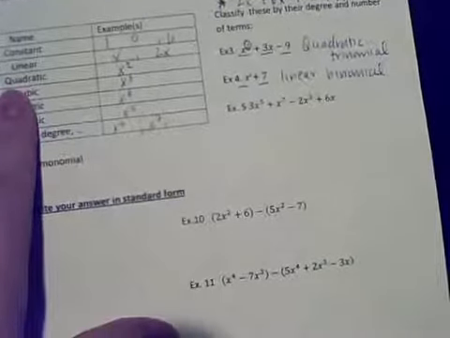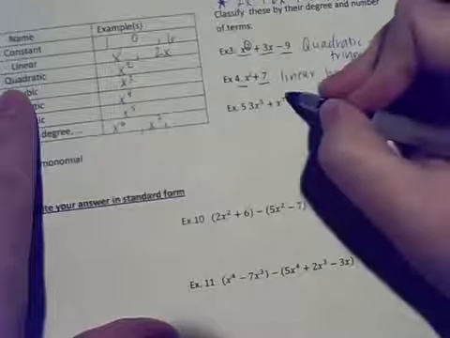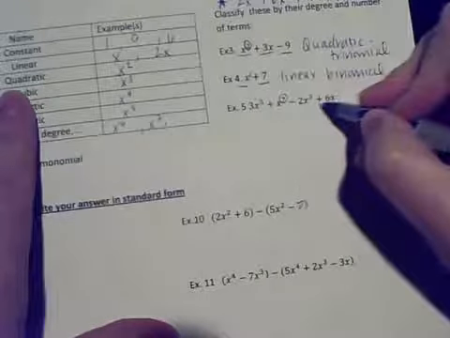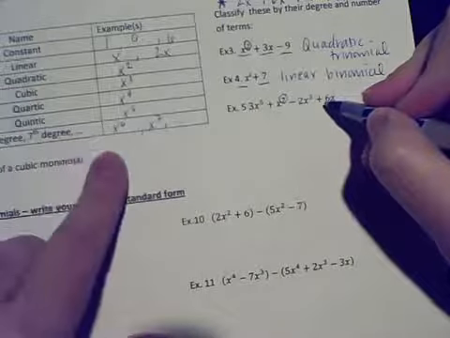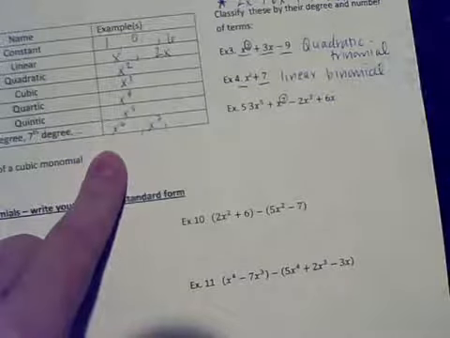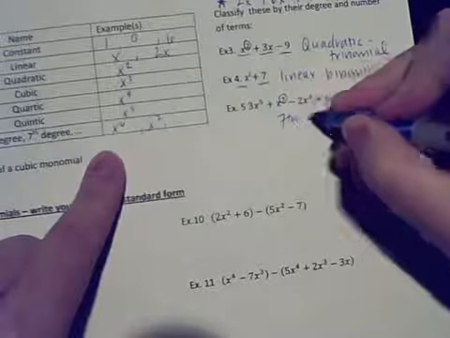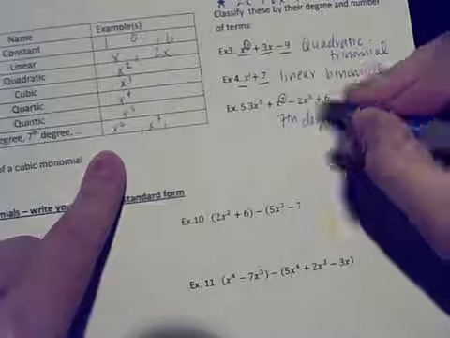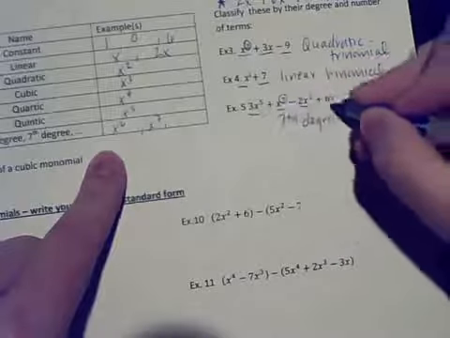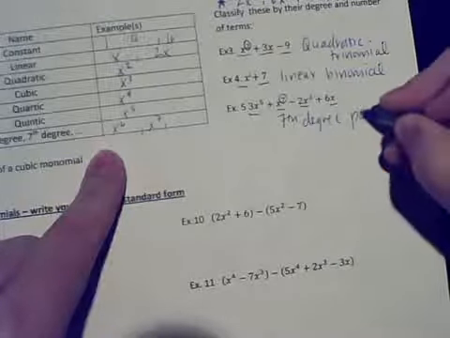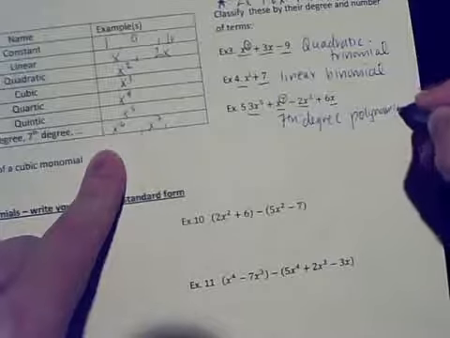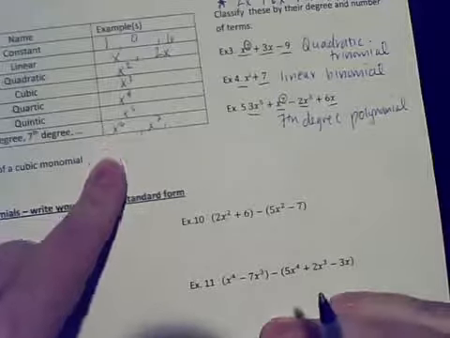Alright, example 5, the highest degree is 7, so this particular example is not in standard form, so you need to look at the highest degree. That is the 7th degree, and there are 1, 2, 3, 4 terms, so that entails it to be a polynomial. So that particular example is a 7th degree polynomial.